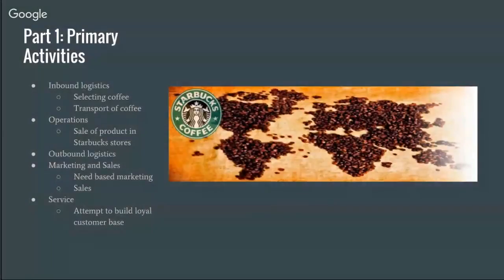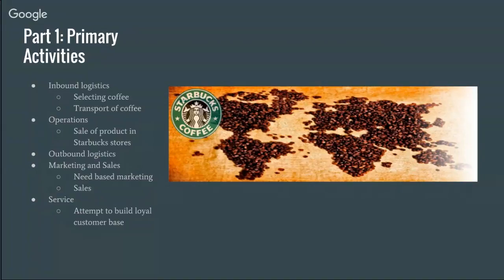So, of course, to start, we have the primary activities of the supply chain management model. For Starbucks, the inbound logistics consists of stuff like selecting coffee beans and the transportation of coffee beans to storage and moving them from storage to stores. Basically moving the product in so that they can convert it into an output. Operations would be the sale of the products in the 21,000 Starbucks locations around the world.